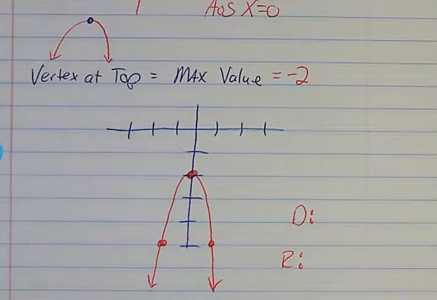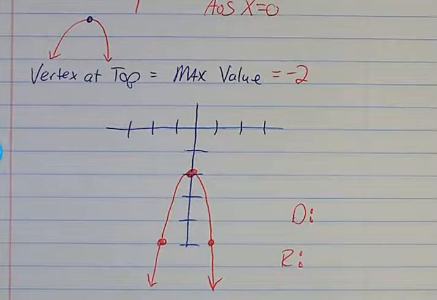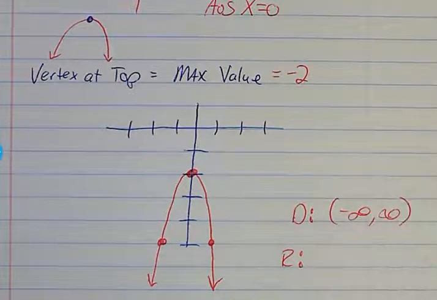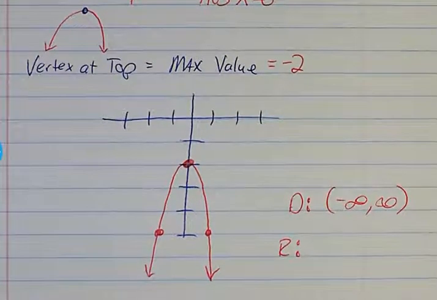Okay. And the last thing that you'll do, and again, it's 50-50. Sometimes they ask for domain and range, sometimes they don't. We're going to go ahead and do it. Domain is always negative infinity to infinity every single time. So that one, you can lock that one away.